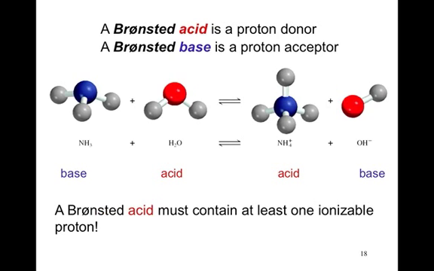Okay, so a Bronsted acid must contain at least one ionizable proton. Well, of course, because if an acid donates a proton, then if you don't have any protons, you can't very well act as that acid. So look for things with excess hydrogen. They're probably going to be your acid. NH3 is kind of our exception there.